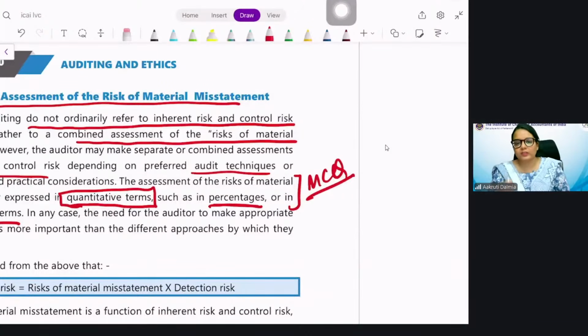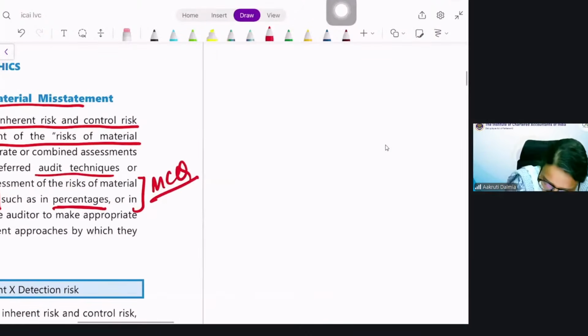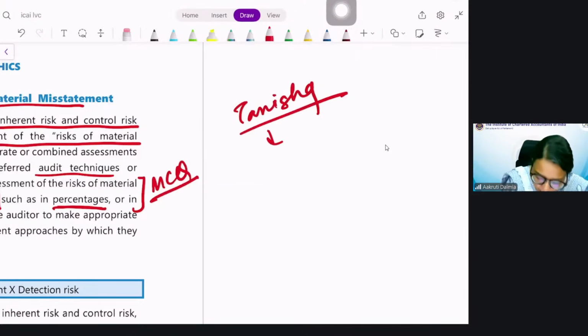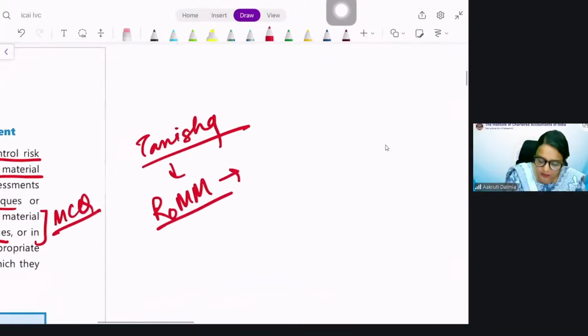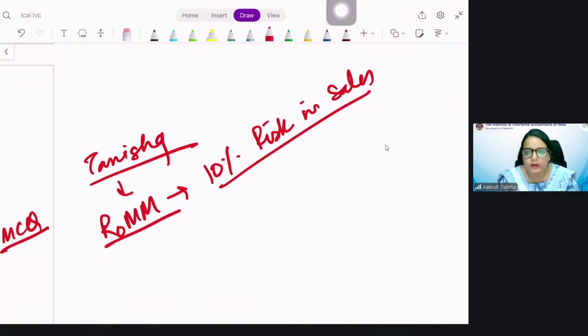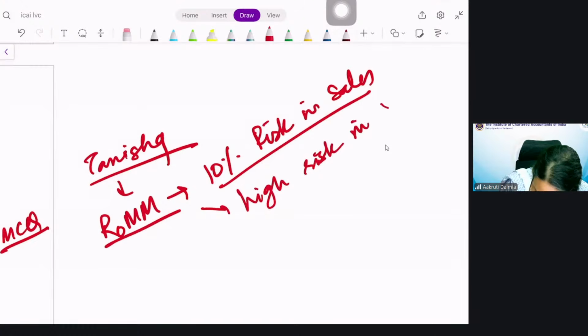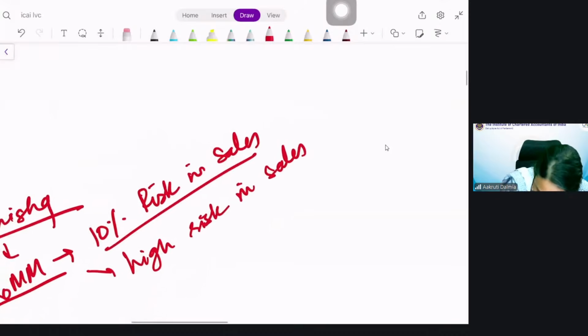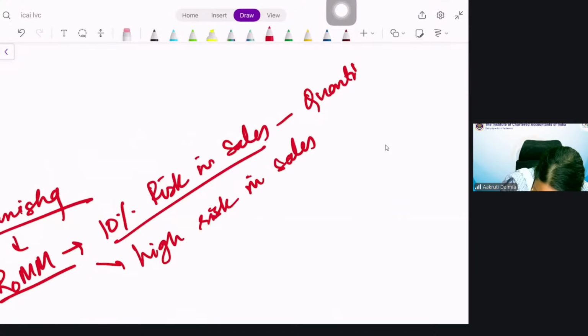So when I'm saying I have assessed risk, suppose I am the auditor of Tanishq and I am assessing the risk of material misstatement. So I want to tell how much risk is there. I can either say 10% risk in sales. Okay. So I can express like this, or I can express it's high risk in sales. So this is quantitative. This is non-quantitative.